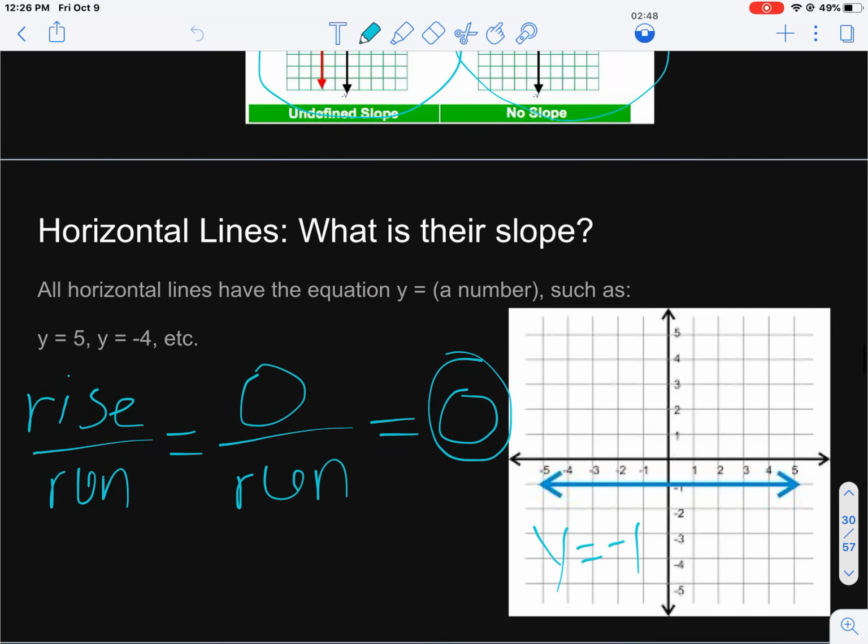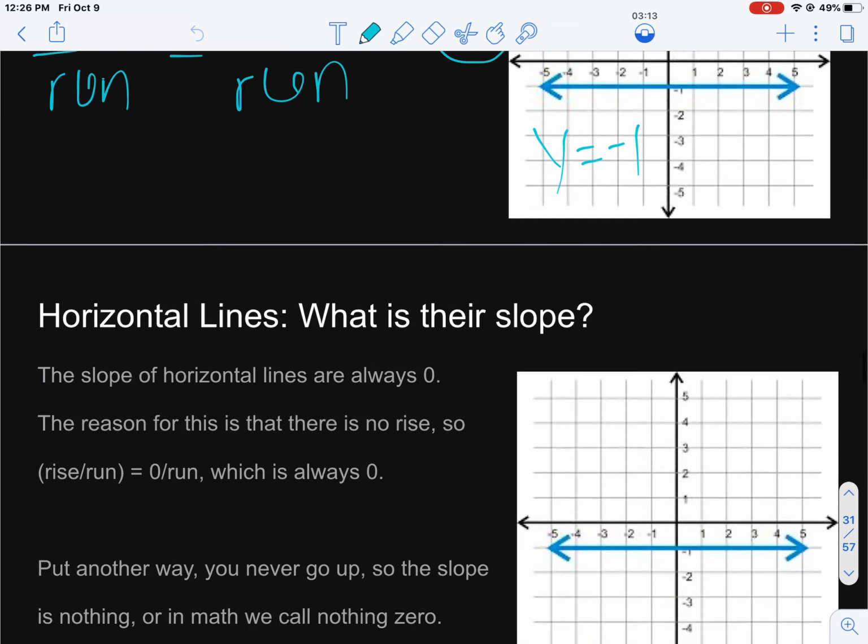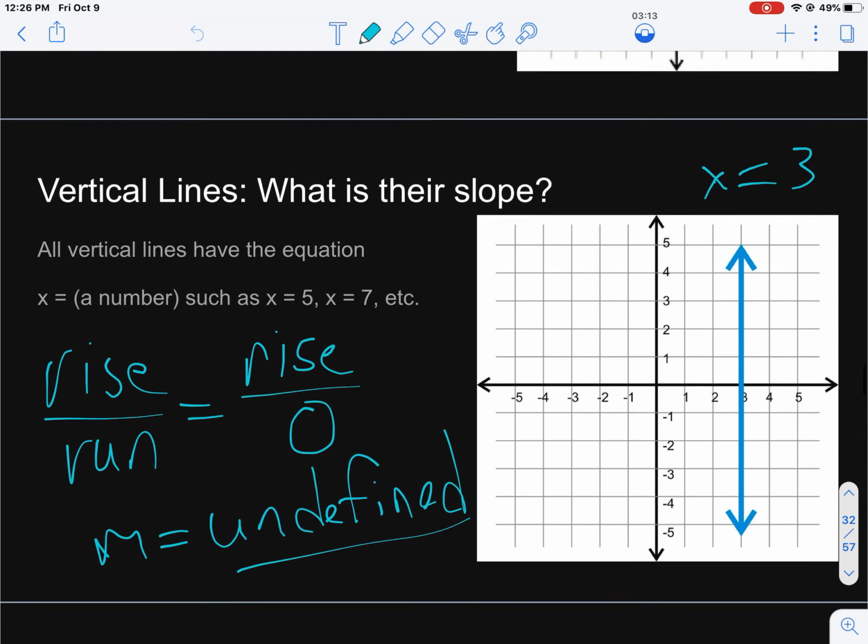So a horizontal line has the equation y equals a number, since it passes through the y-axis. Now, the slope of a horizontal line is 0, since it never goes up or down. It only goes left to right, so there is no rise. If we plugged in 0 for the rise, and we divided by the run, whatever the run would be, it would be 0 overall. So horizontal lines have a slope of 0.